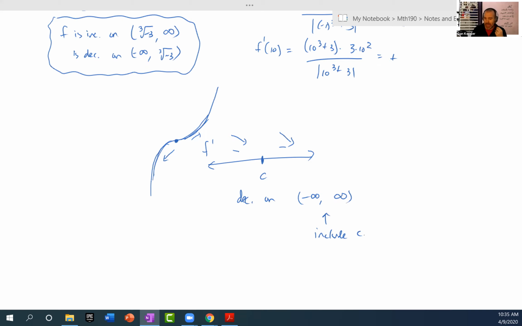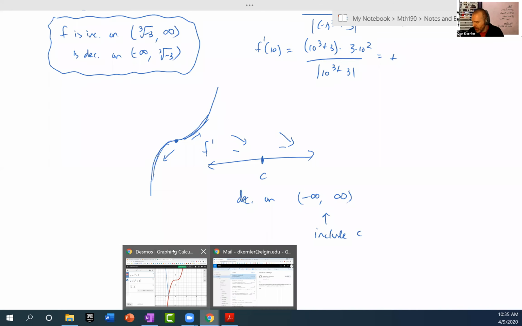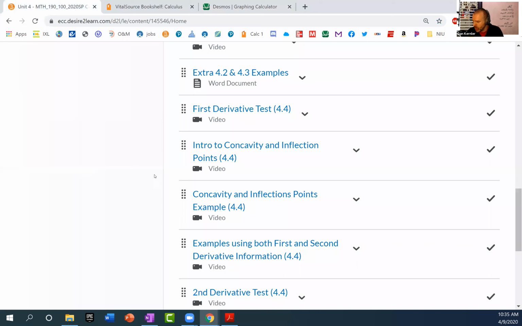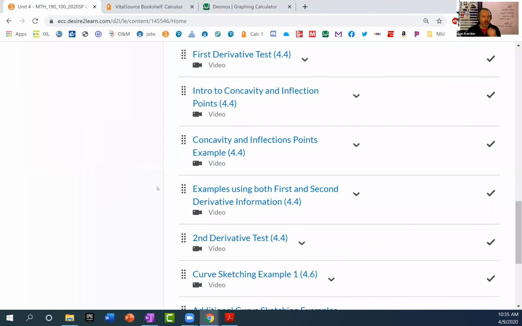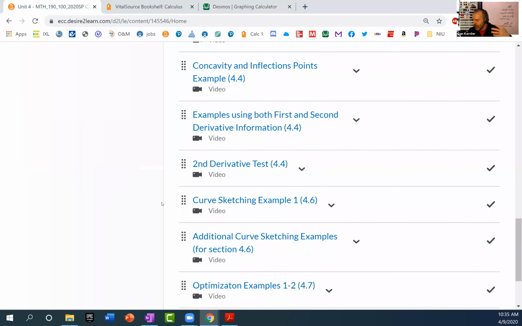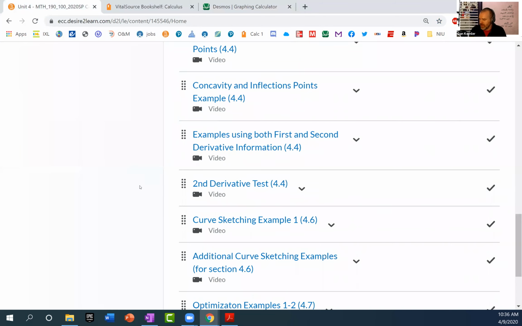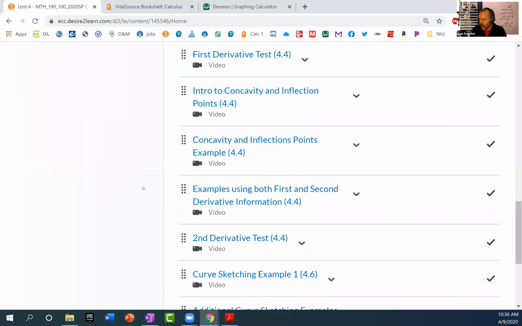For Tuesday, you should be watching the first few videos in section 4.4. I would actually encourage you to maybe watch all of 4.4, so you're kind of ahead of the game, because we'll have 4.4 and then a little bit of 4.6 as well for Thursday. So it's a lot to do. If you want to knock out all of 4.4 for Tuesday, that would be good.